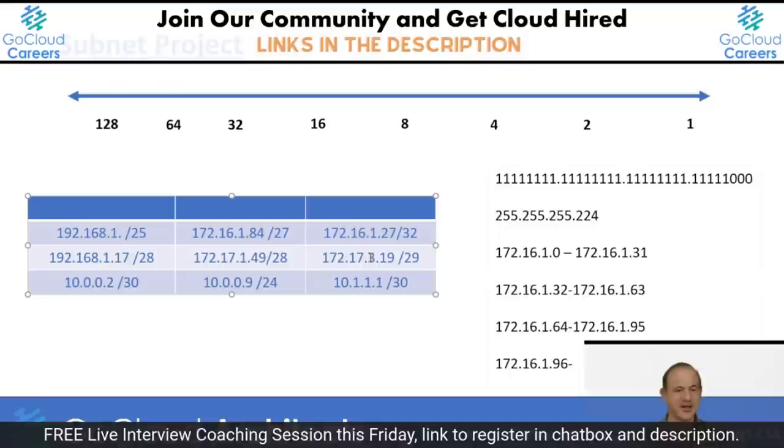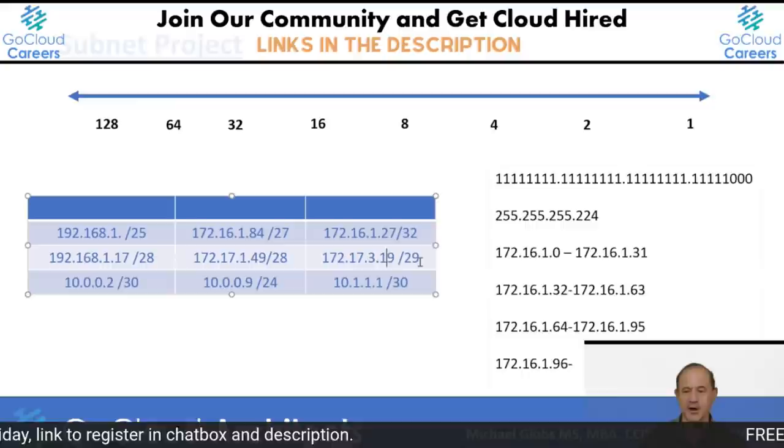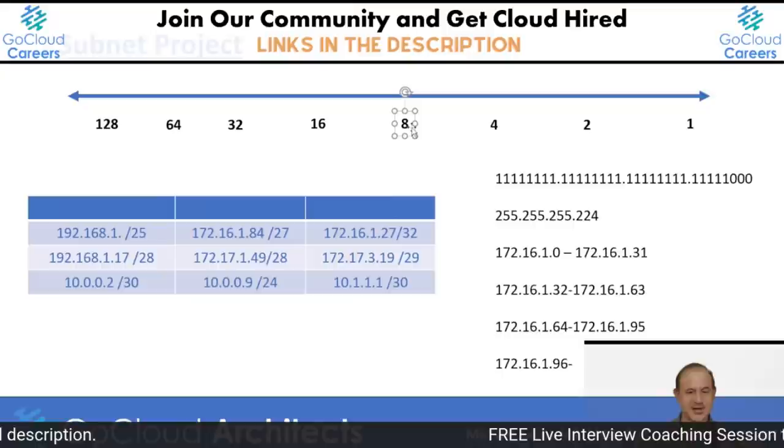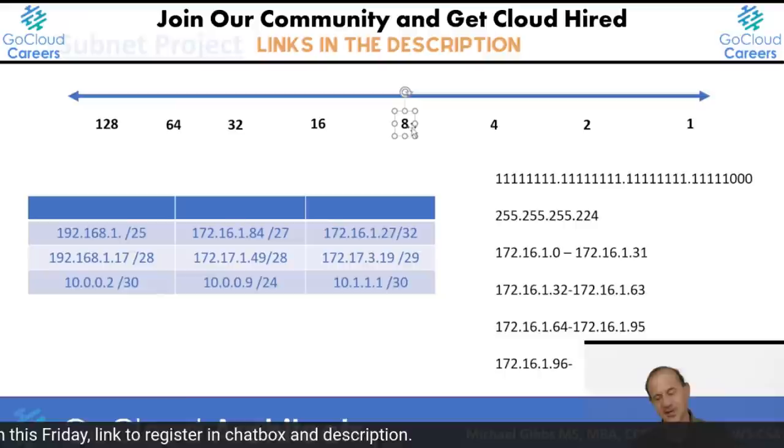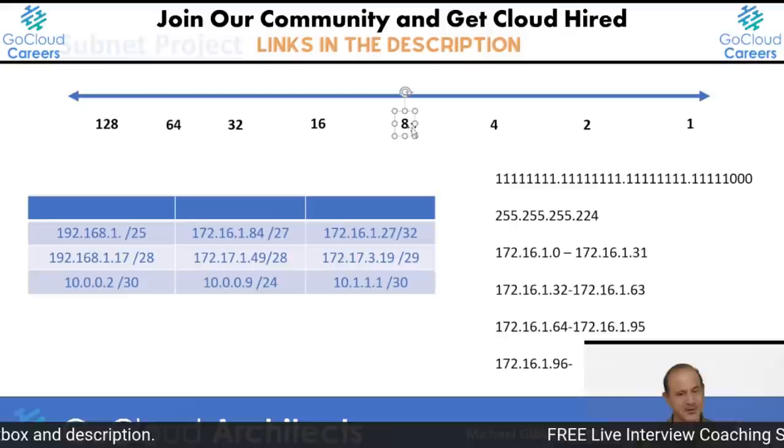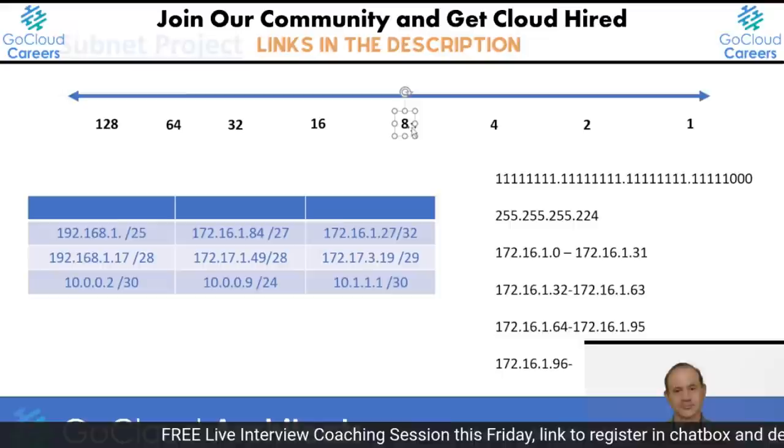Now, 172.17.3.19. Which subnet? Okay, where does the first subnet go? 8, increments of 8. 172.17.3.0. 172.17.3.8. 172.17.3.16. You got it, the third subnet. If you wanted to do it real easy, how could you tell? 19 divisible by 8, how many times? More than 2. There you go, you got it.